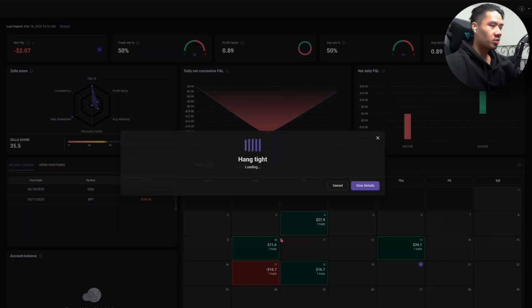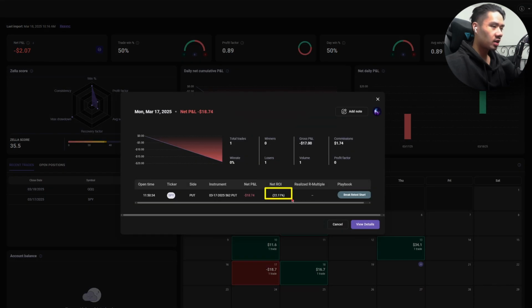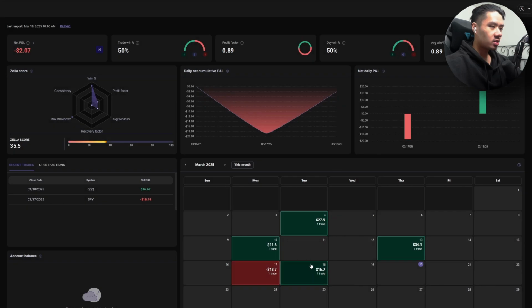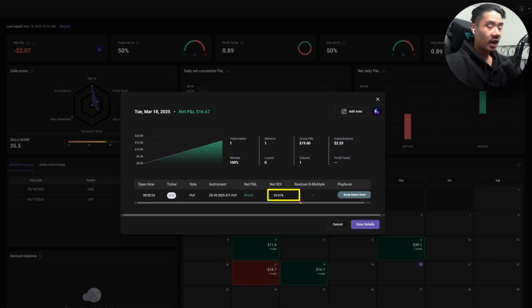The first trade on Monday was a loss. It was a 22%, $18, and it was a short position. My second trade was a slight win, 20%. I should have definitely got a lot more. But first, I'm going to break down the first trade.